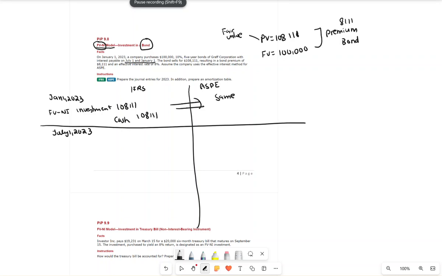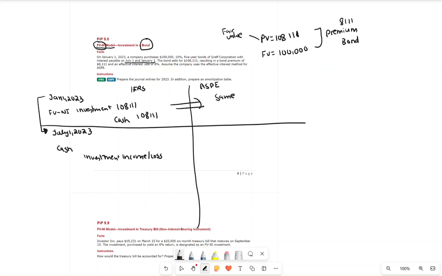Now we go to July, so 6 months have gone by. Under IFRS, we have to amortize it, but how do we record the entry for the amortization? We're going to show you how to do that. Under the fair value net income model, this is how it's different: we only record the cash payment, and then we call it investment income slash loss. So that's what you would do.